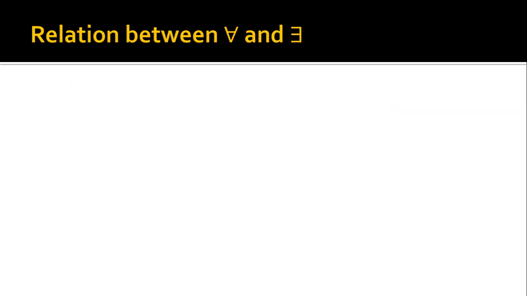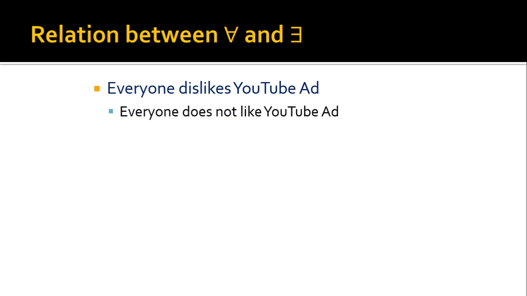Now this universal quantifier and this existential quantifier have some beautiful relationships between themselves. So you can convert one form of quantification to the other form. So let us take some examples and try to see the relations that hold between the universal and existential quantifier. The first example that I'll take is everyone dislikes YouTube ad. Now you can rephrase this in two different ways. So one is that everyone does not like YouTube ad.